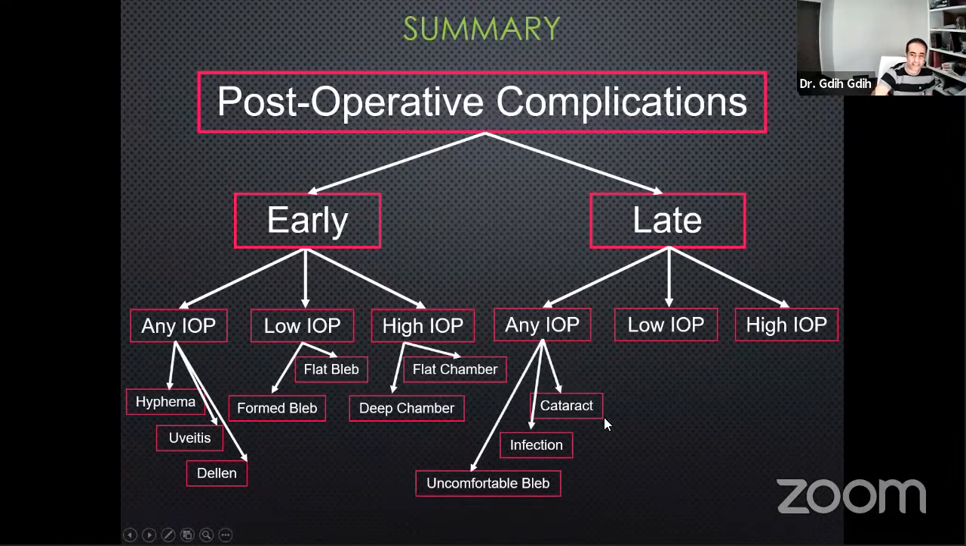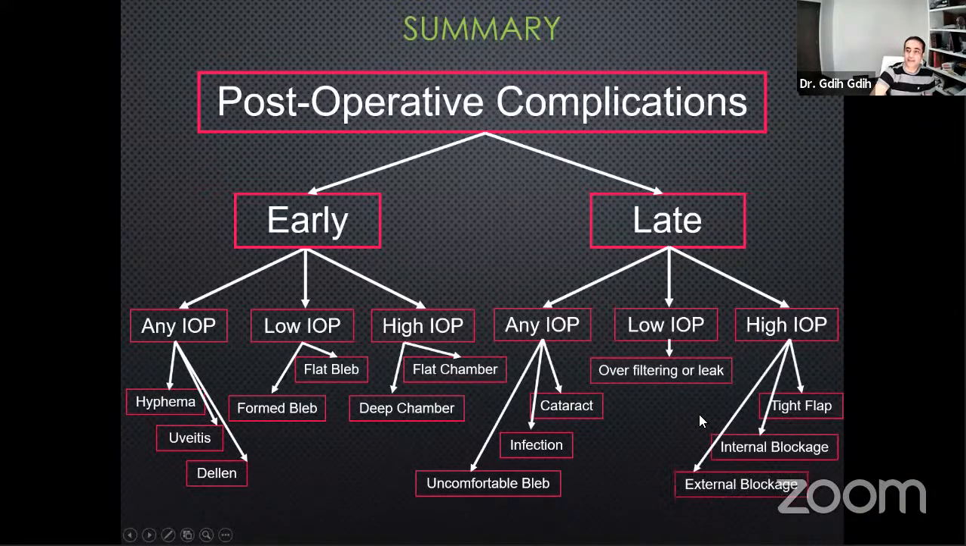For the late ones, we have cataract, infection, or uncomfortable bleb or dysesthetic bleb. For late complications, we have overfiltering or leak. For high IOP, it's either a tight flap, internal blockage, or external blockage.